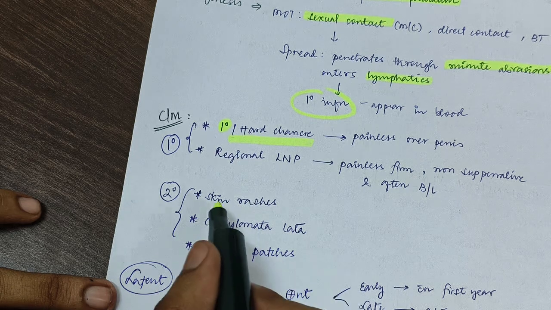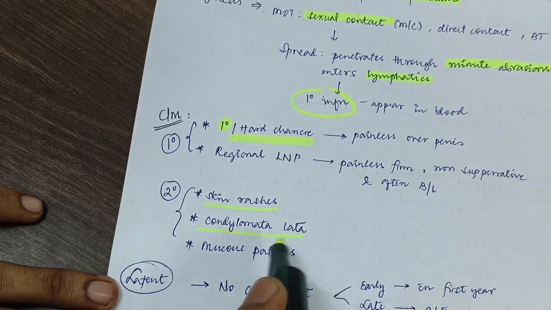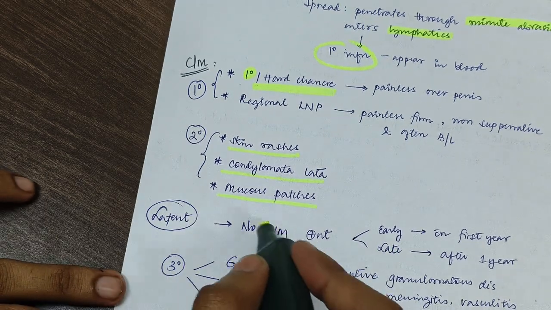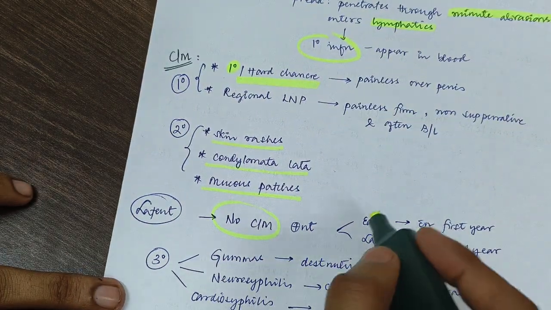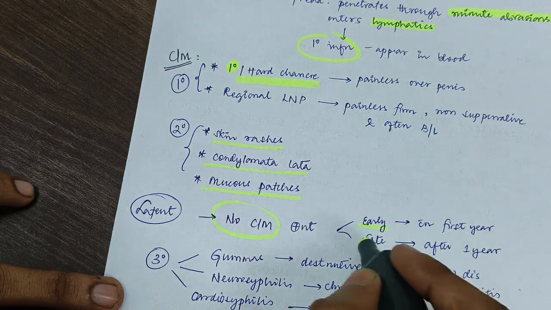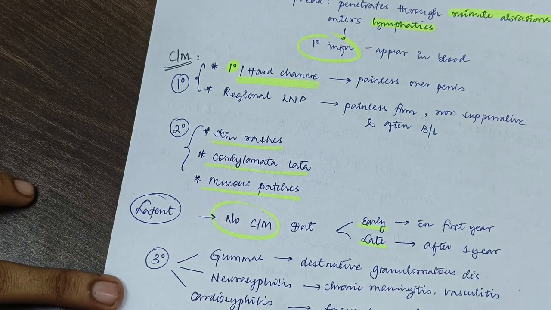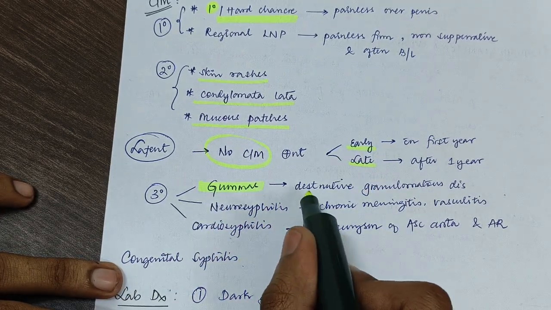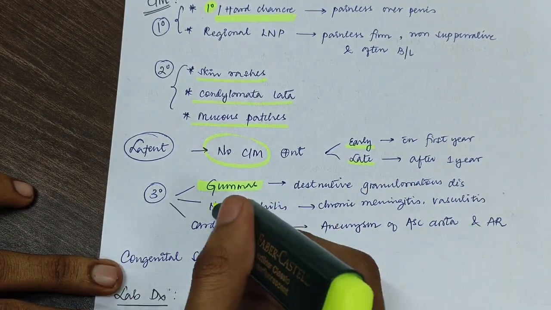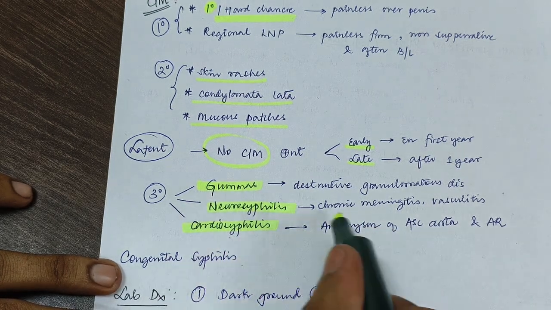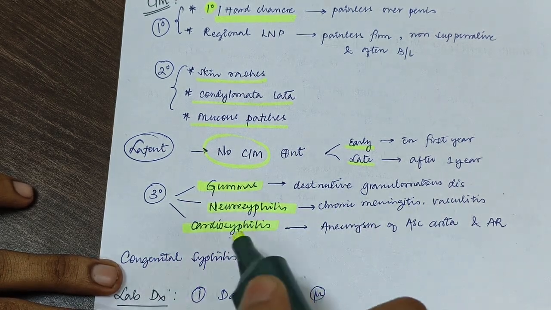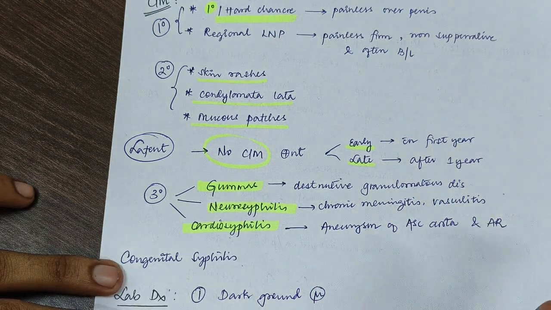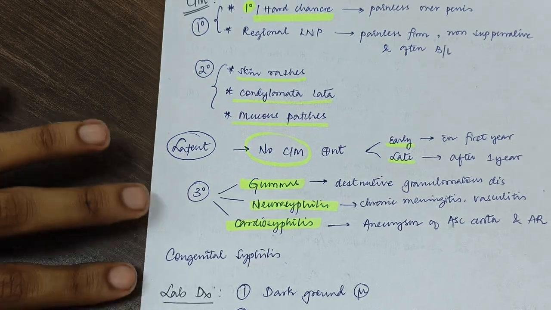Secondary syphilis will have skin rashes, condylomata lata, then mucosal patches. Latent will have no clinical features, but you are going to see it. It is early and late: within the first year it is early, and after 1 year it is late. The tertiary syphilis will have specifically gummas. They are destructive granulomatous diseases. Then neurosyphilis and cardiosyphilis. Neurosyphilis will lead to chronic meningitis and vasculitis, whereas cardiosyphilis is leading to aneurysm of ascending aorta and aortic regurgitation. Congenital syphilis is also seen.